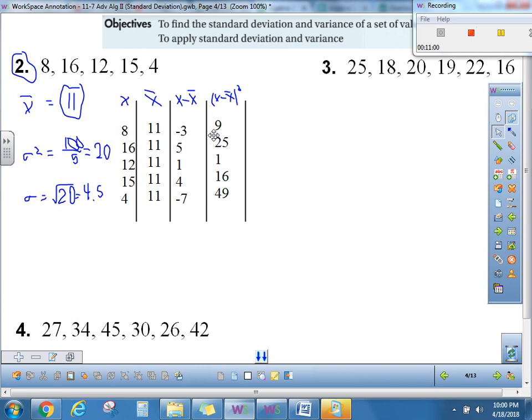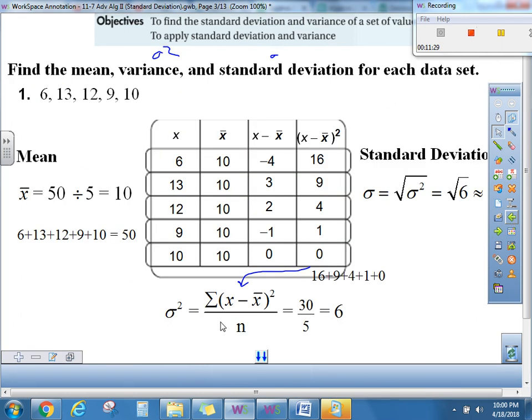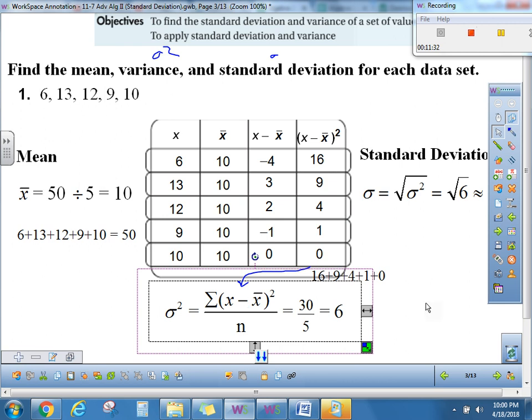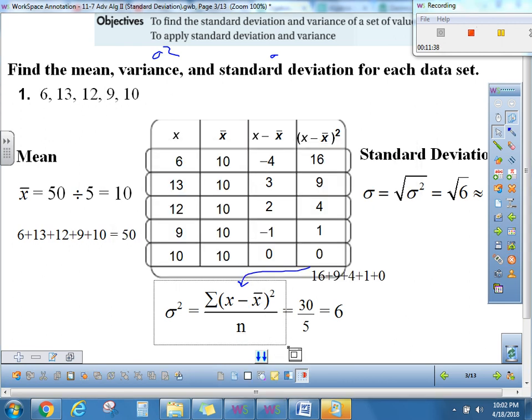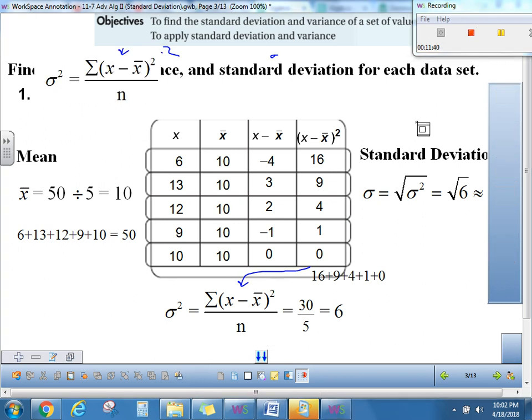Okay, next up, we squared all those numbers. So negative 3 squared is 9, 5 squared is 25, 1 squared is 1, 4 squared is 16, and negative 7 squared is 49. So that was my x minus x bar squared. Now if you remember from the last problem, those were all the numbers that we added together from this equation right here.